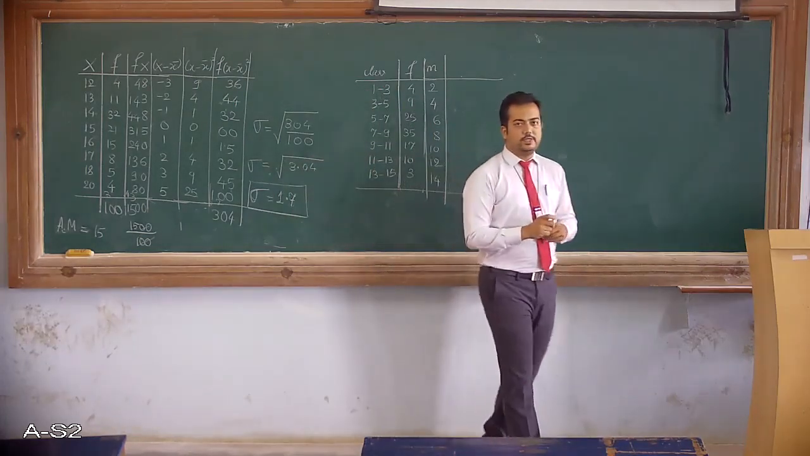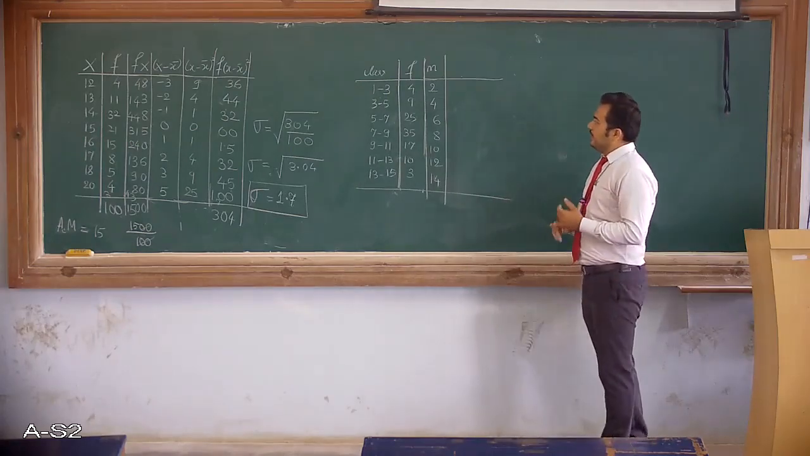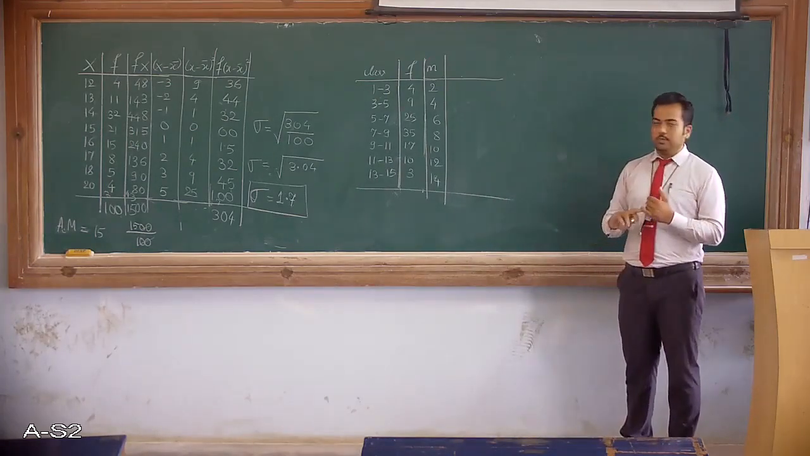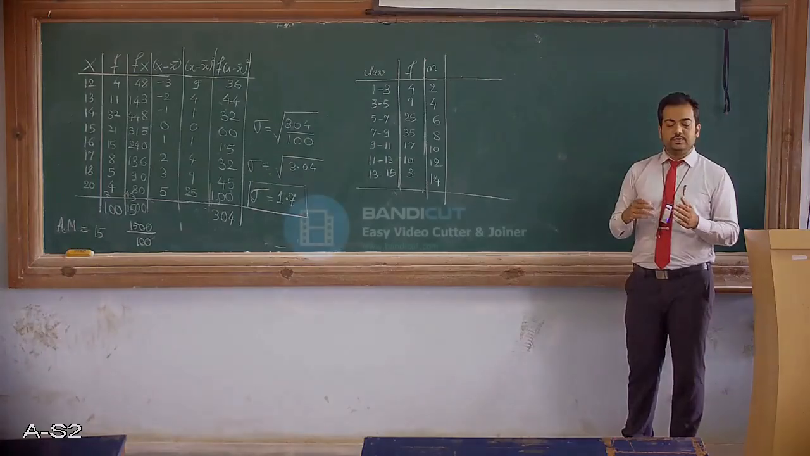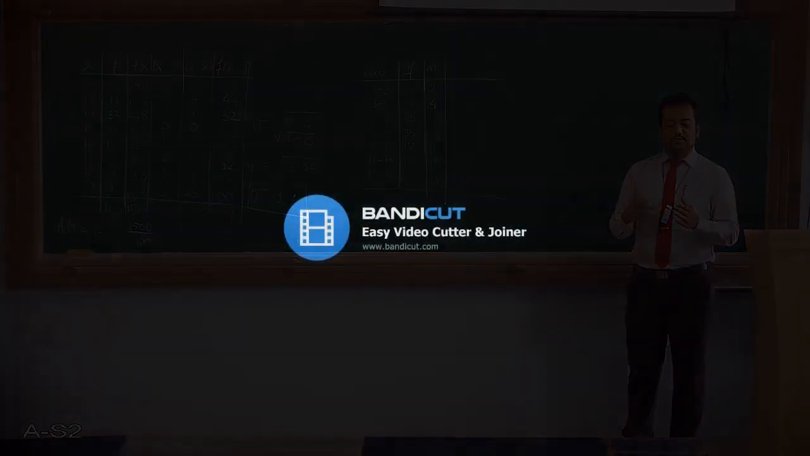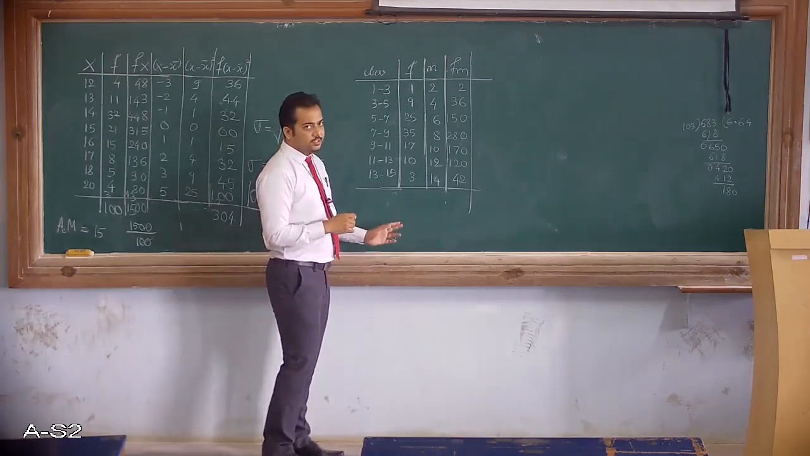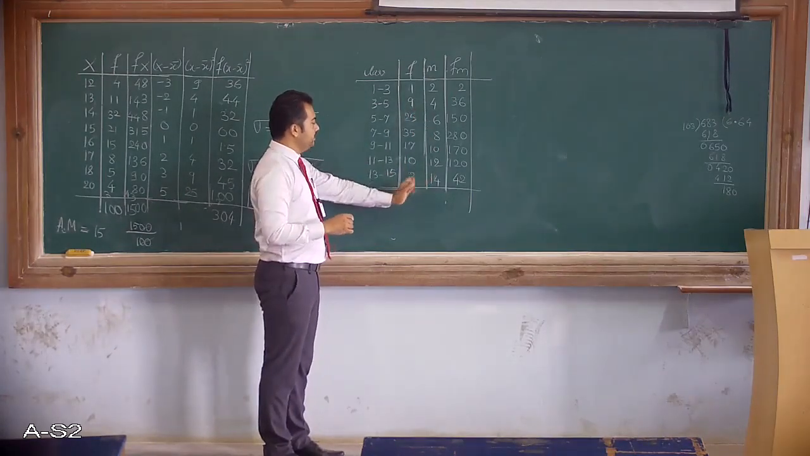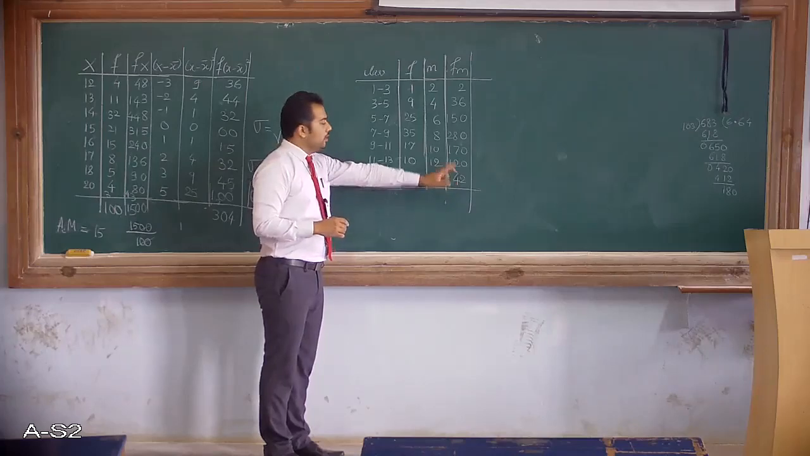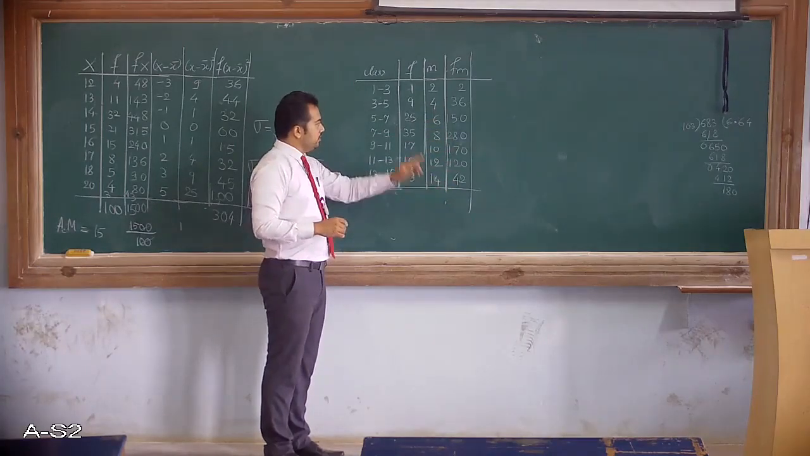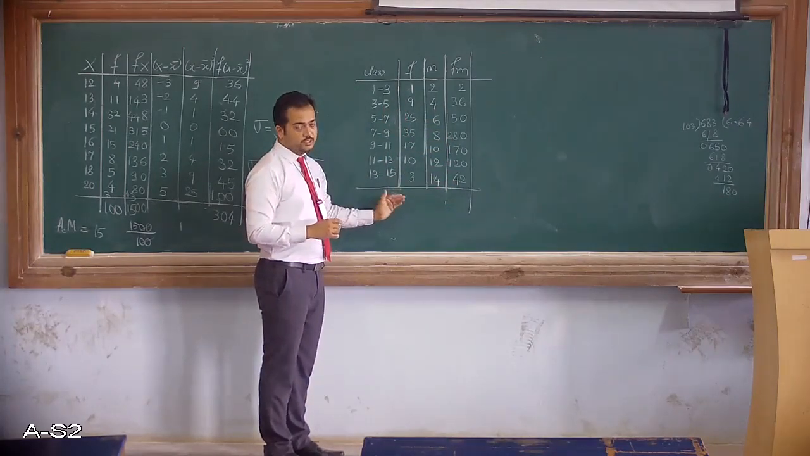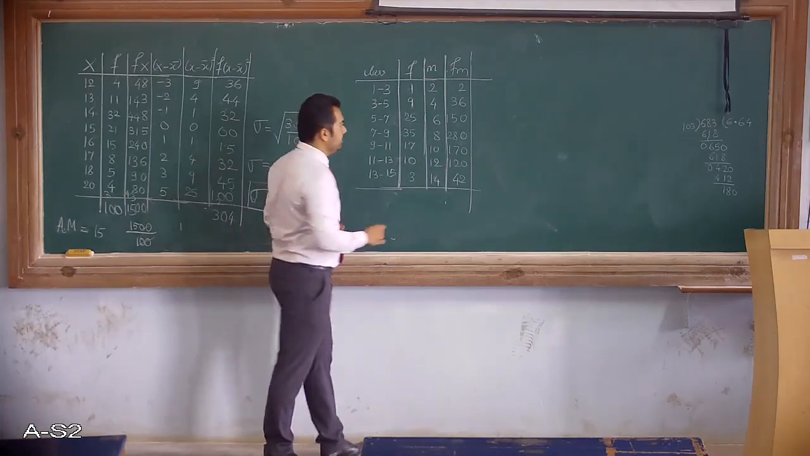So all midpoints are ready. Then we have to multiply these midpoints with frequency. Once we are done with calculating the frequency into the midpoint, we have to add all these frequency into midpoint products, summation, and then we have to divide by the sum of all the frequencies, which will give us the arithmetic mean.